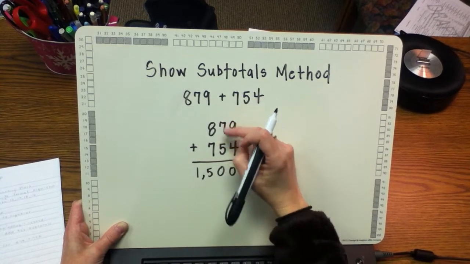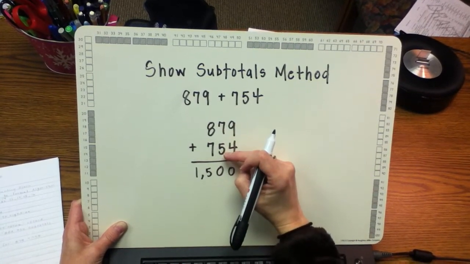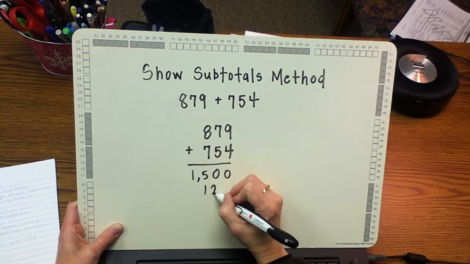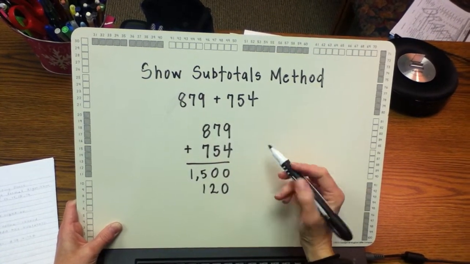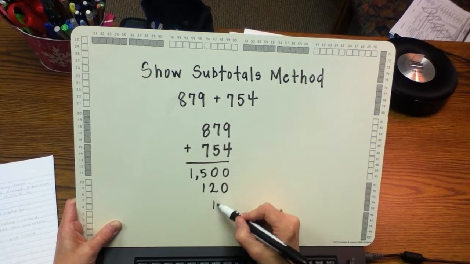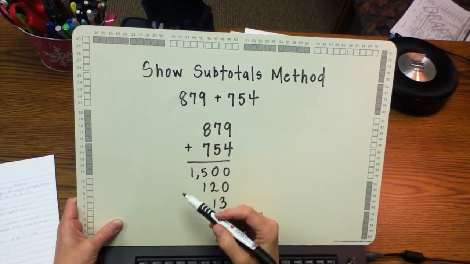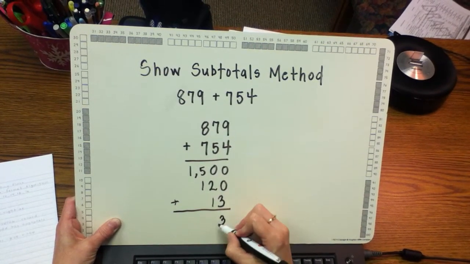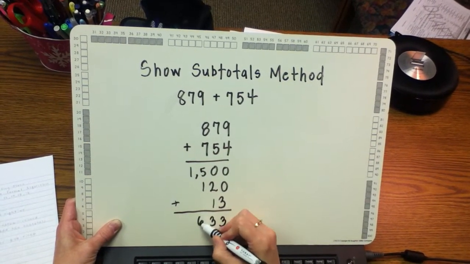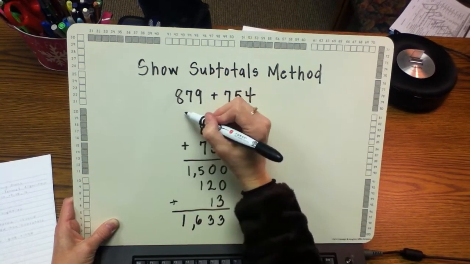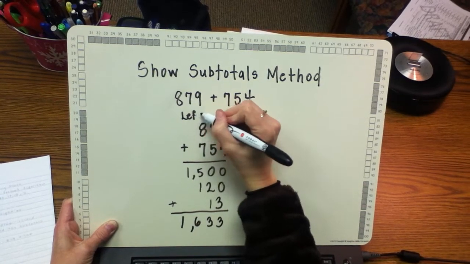Then I think of my 7 and 5 as 70 and 50, and I add 70 and 50 and have 120. So I'm going to write that subtotal, and then I do the same with the 9 and the 4, and those are 13. And then at the end, they're going to add all their subtotals. So they have their answer. So this is working left to right.